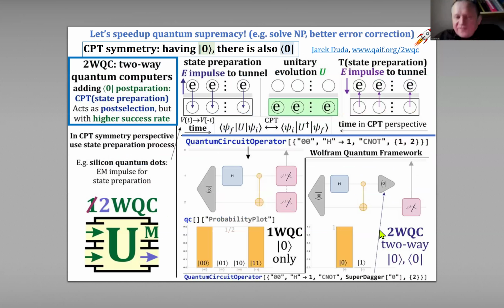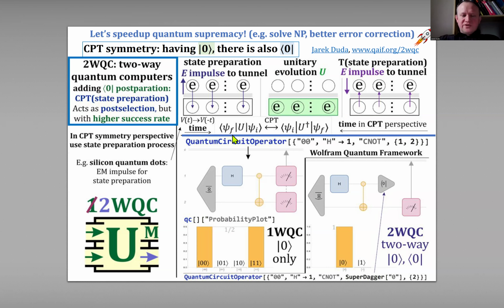Okay, so let's see a few slides about these two-way quantum computers, potentially much more powerful than the standard one. In a standard one-way quantum computer, we start with state preparation, then we have unitary evolution, then we measure everything, or a part of it. In two-way quantum computers, we assume that if you can prepare, then we should also have this CPT symmetric view. So we have preparation and post-preparation: we do the process which, in CPT perspective, is the original state preparation process. Doing so, we should be able to get this CPT analog of state preparation.